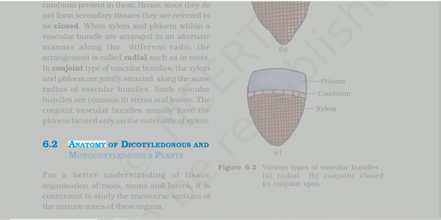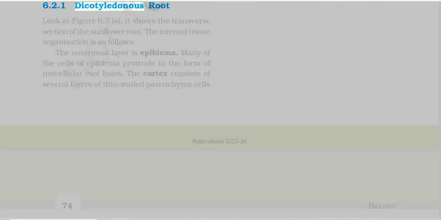6.2 Anatomy of dicotyledonous and monocotyledonous plants. For a better understanding of tissue organization of roots, stems and leaves, it is convenient to study the transverse sections of the mature zones of these organs. Dicotyledonous root. Look at figure 6.3a. It shows the transverse section of the sunflower root.